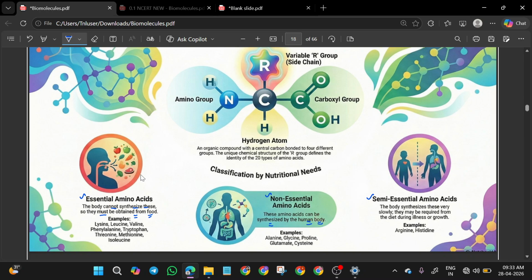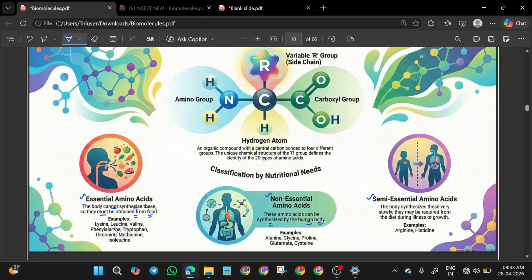So you can see, essential means our body cannot synthesize, we have to obtain from food. Non-essential means our body can synthesize, we need not obtain it from food. Semi-essential are synthesized by our body very slowly. They may be required from the diet during illness or growth. So sometimes it is going to be required, that you can see here. Examples, we have to remember a few. If possible you can remember, or it is not that important.